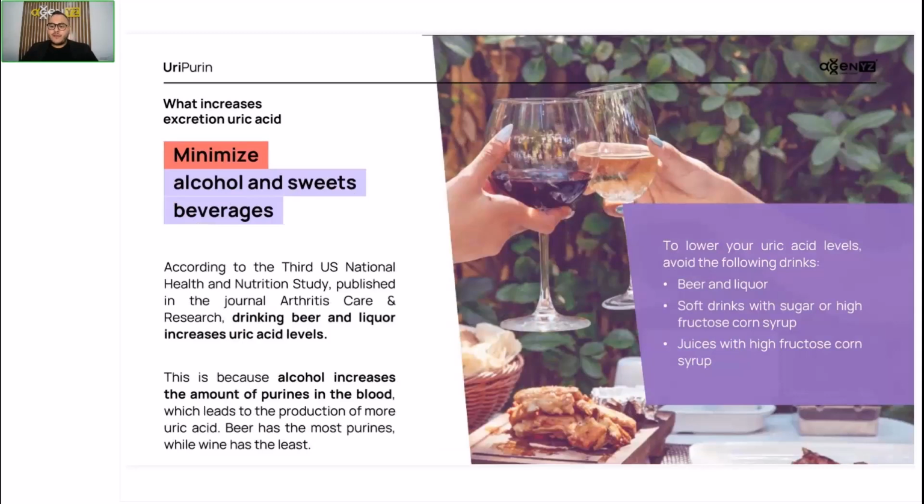And to lower your uric acid levels, avoid the following drinks: beer and liquor, soft drinks with sugar or high fructose corn syrup, and juices with high fructose corn syrup. We must avoid them in our diet.